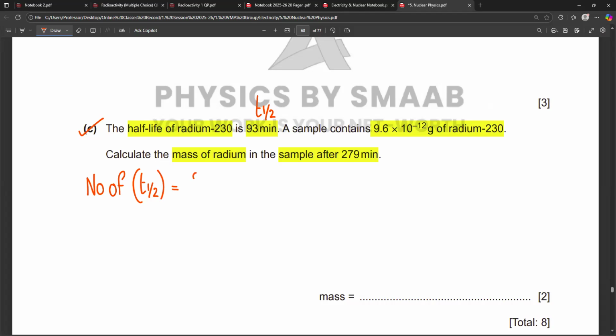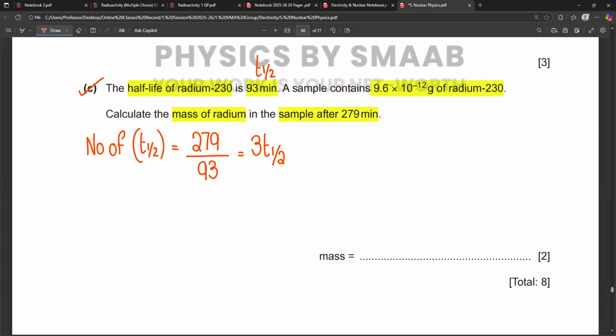So 279 divided by 93 gives you 3 half-lives. It means we have to perform 3 half-lives to get the final answer. So let's perform the half-life.